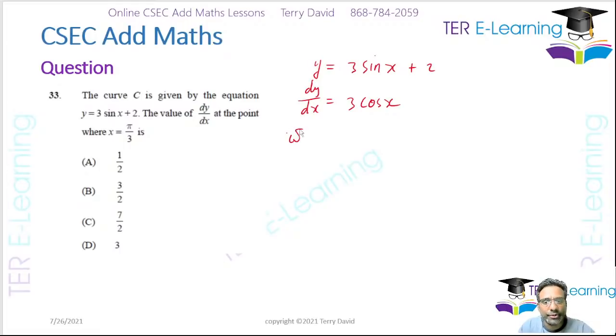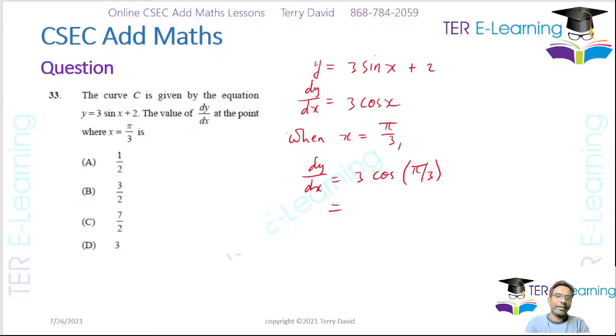So what you're going to do now, you're going to say when x is equal to pi over 3, dy/dx is going to be 3 cos pi over 3, right? So use a calculator for that. 180, so cos 60 is a half multiplied by 3. You're going to get 1.5, right? So what I'm getting here is 3 over 2 as my answer, which is B.